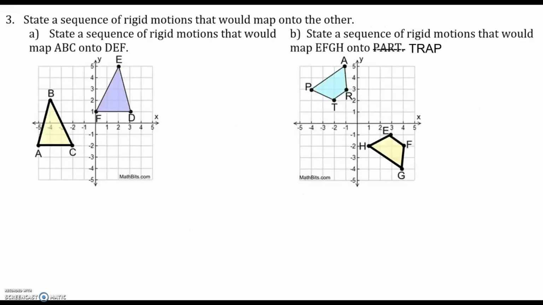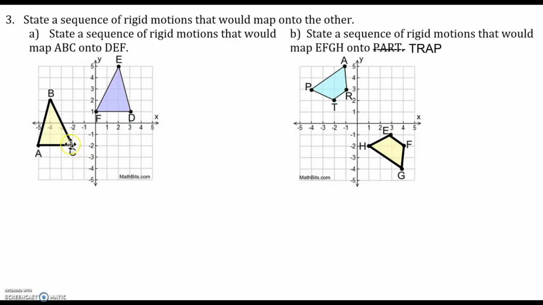Now doing that's a huge part of what we're going to possibly be doing for the rest of the lesson. So on to number 3. Now for these, since we're on the coordinate plane, it's a little bit simpler. We're going to be able to count boxes. So we have to figure out for part A how to map ABC onto DEF. There's going to be dozens of correct answers to this.